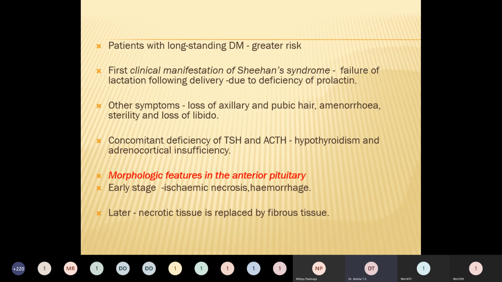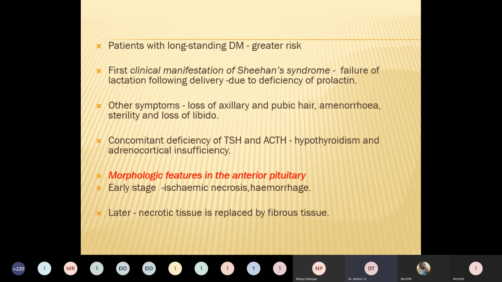Soon after delivery, because of the hypothalamic-pituitary-ovarian axis, a lot of hormones need to be secreted, and prolactin and everything should be activated. Naturally, soon after delivery, the lactation process should start. But when there is failure of lactation after delivery, the surgeon will usually think of Sheehan syndrome, where there's deficiency in prolactin.